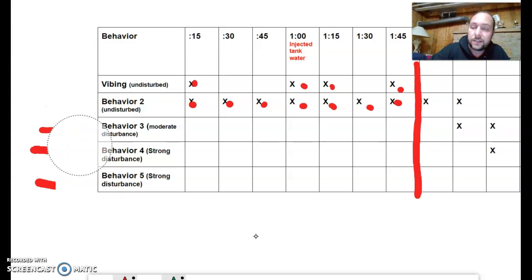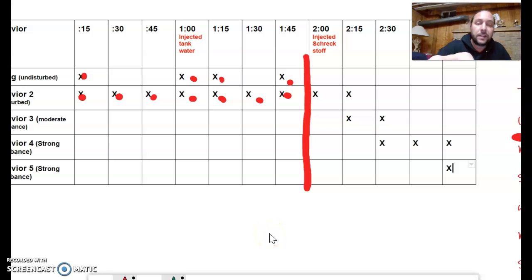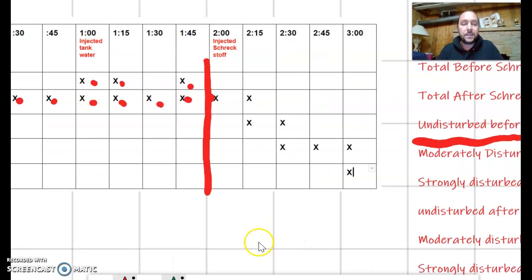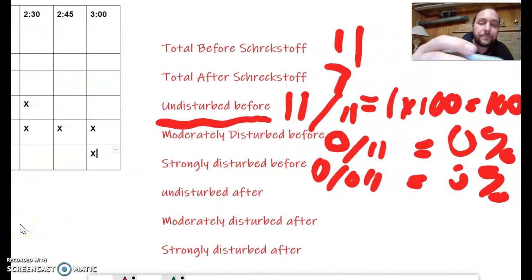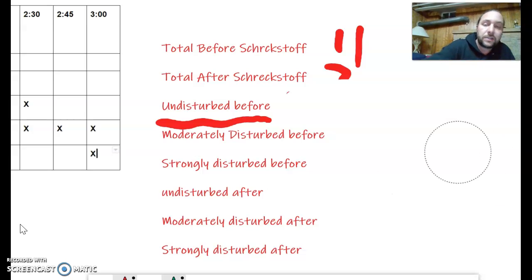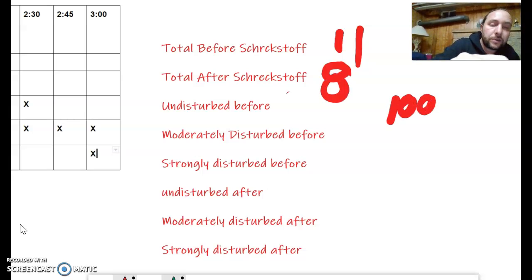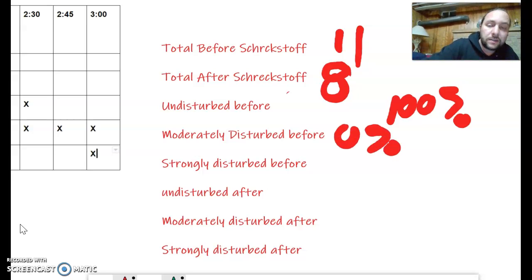Oh, and I'm realizing that I missed one of the data points. Did you guys see that? There's a data point right there. So there's actually 8 data points after. So I'm going to erase that math because I think you saw that, and I'm just going to leave the percentages there. And that's going to become an 8. So undisturbed before is 100%. Moderately disturbed is 0%. Strongly disturbed is 0%.